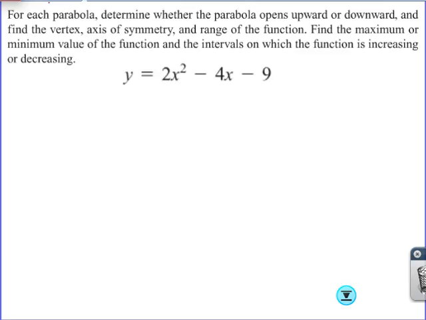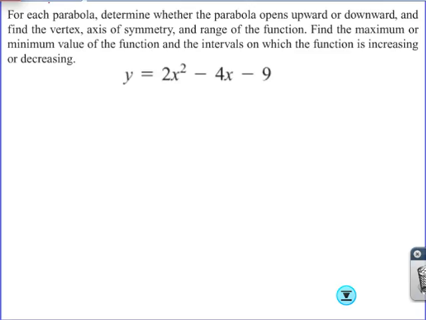Same information, but how do you do it when it's in standard form? Now, this is entirely up to you. If you enjoy working in vertex form, take this and change it to vertex form and do exactly what you just did. What I'm showing you now is what if you really don't want to change it. I don't, because the way I'm going to do it now is just as quick.